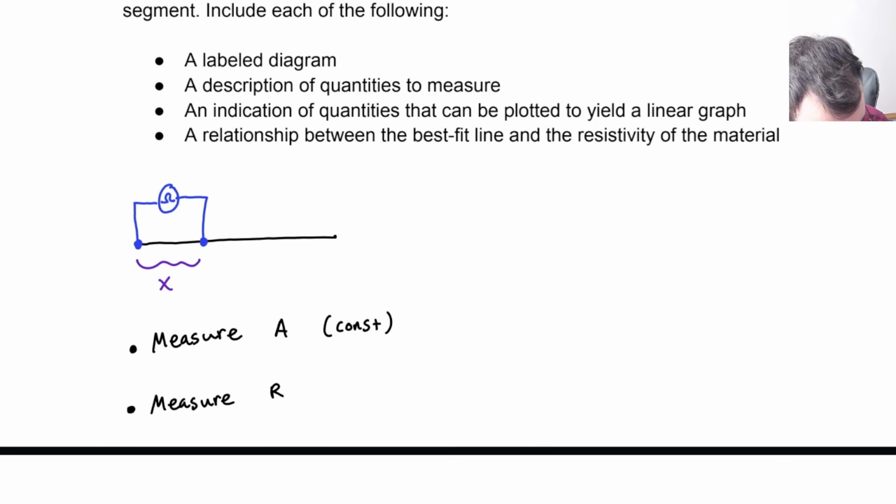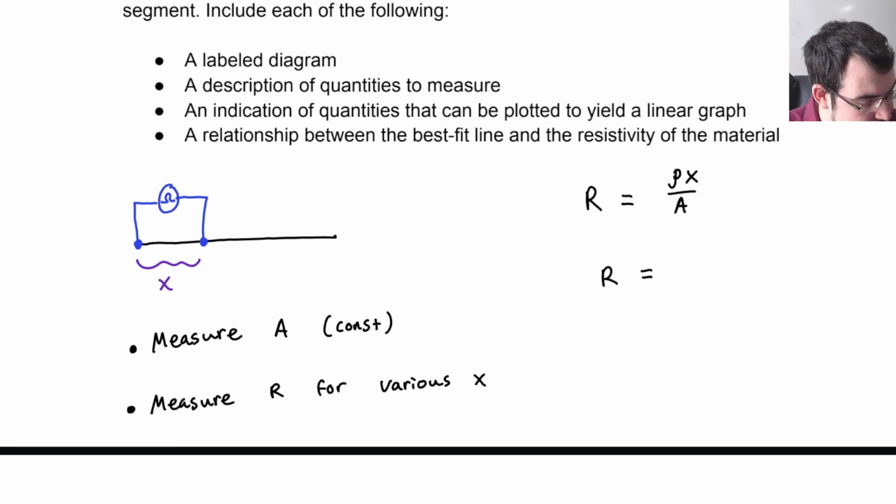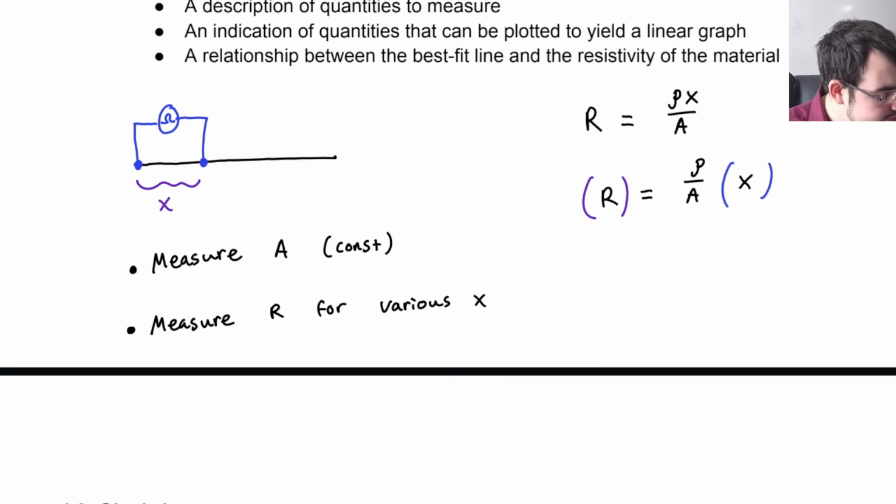Then you're going to measure the resistance R for various X. And of course, the various is how we reduce our uncertainty. So our formula says resistance equals resistivity times length, which is X, divided by area. So this means resistance is equal to resistivity over area times X. So it's actually linear already. Our resistance can go on the Y, our length X can go on the X, and our slope is resistivity over area.